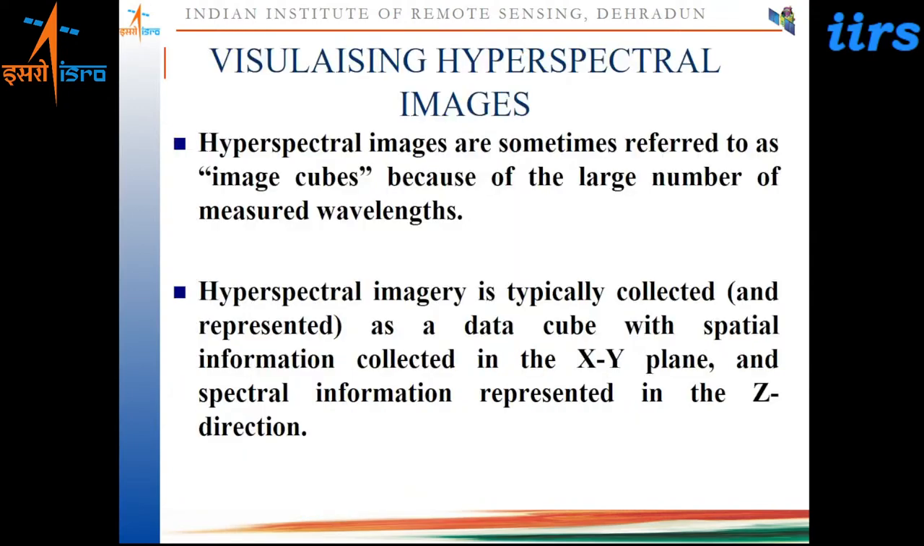How to visualize, as the director sir also mentioned in the previous lecture, hyperspectral images we sometimes refer to as image cubes because they have a large number of measured wavelengths. So the hyperspectral imagery is basically collected as a data cube. What exactly does the data cube say? There are X and Y planes. The X and Y planes give the information about the location of the pixel, whereas the Z plane gives the spectral information.